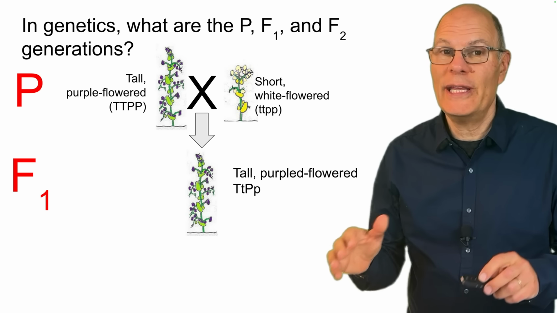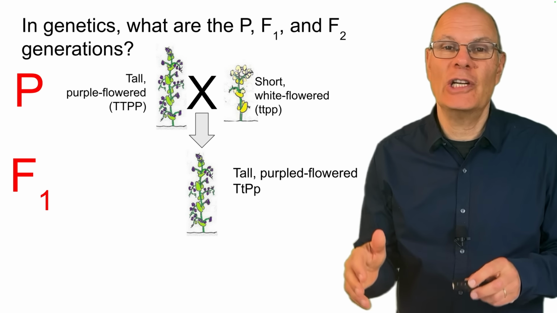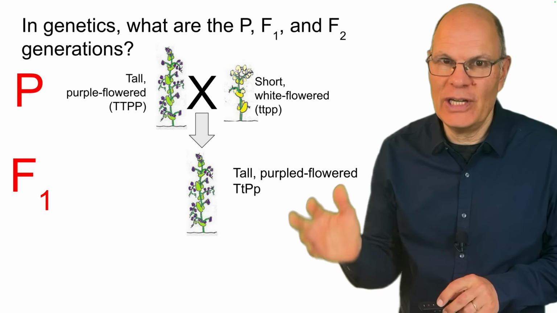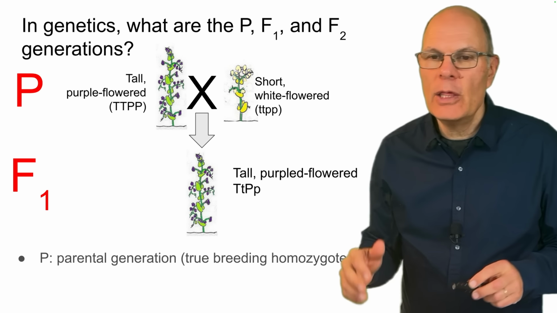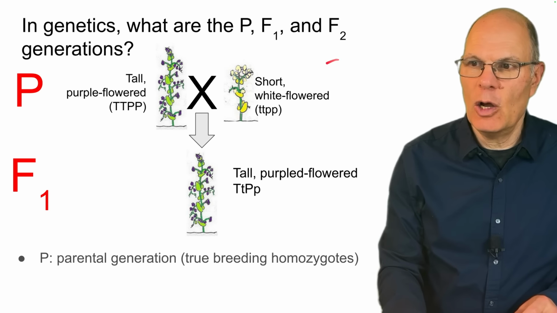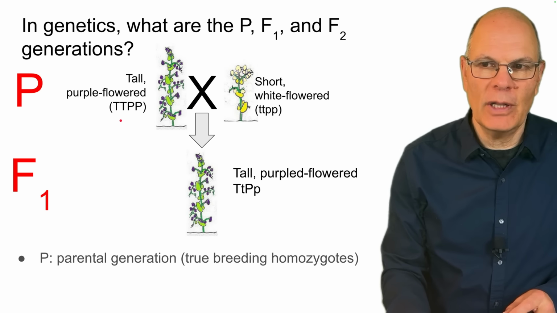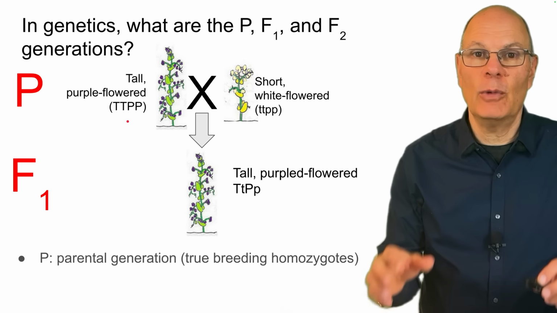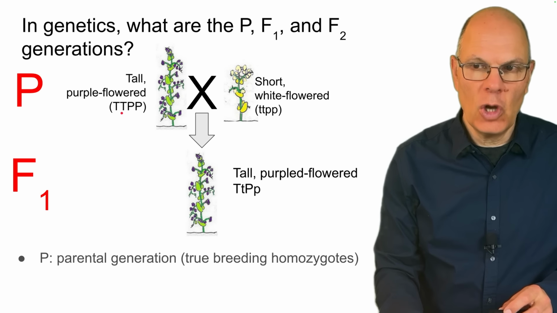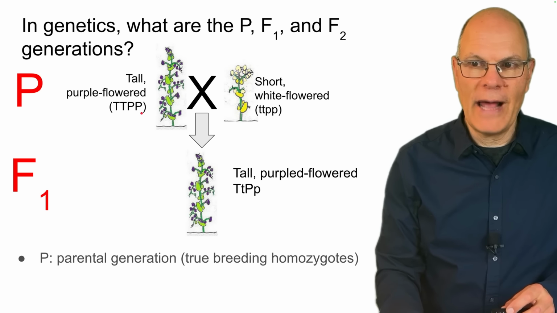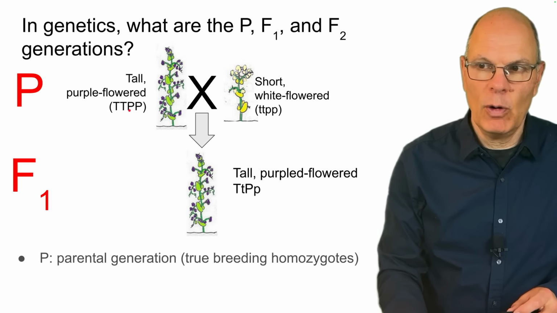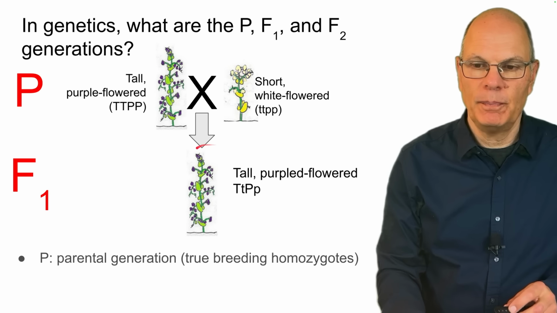In genetics, what are the P, F1, and F2 generations? This is a common notation that's used in genetics, and you, as an AP biology student, need to understand it. The P generation is the parental generation, and in general, they're true breeding homozygotes. Now, notice that we've jumped in complexity. In this example, we're not dealing with just one gene, we're dealing with 2. So there's a gene for tallness, and there's the gene for flower color. And the alternatives are tall versus short, and purple flowers versus white flowers.